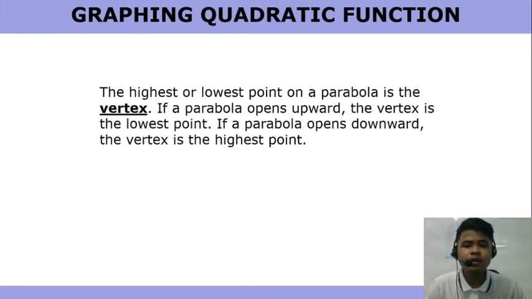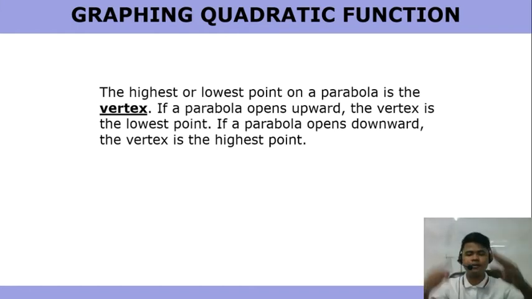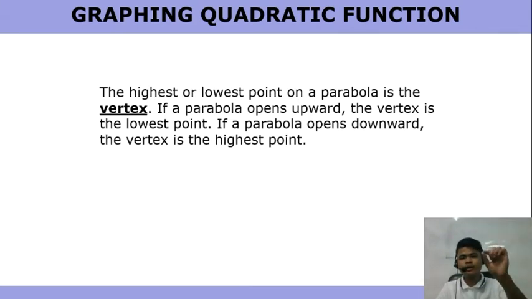Okay, the highest or lowest point on a parabola is the vertex. If a parabola opens upward, the vertex is the lowest point. If a parabola opens downward, the vertex is the highest point. Okay, itong vertex, ito yung dulo ng parabola. Kapag ang parabola opens upward, syempre, yung vertex nasa ilalim, or siya yung pinakamababa na point. At kapag ang parabola naman opens downward, syempre, yung vertex nasa tuktok ng parabola. Siya yung pinakamataas na point.